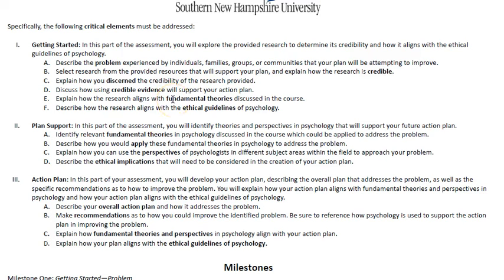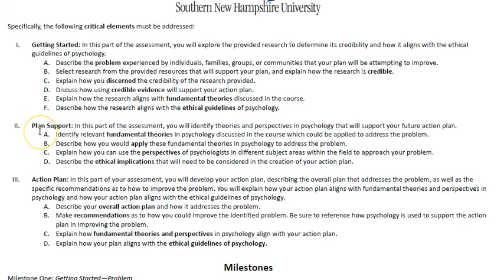Within this critical element, you're also going to be looking at the fundamental theories, and these theories will be explored throughout the term. You're going to begin looking at them here, and you're going to build on that. And finally, ethical guidelines. Ethics is a huge component of social science research. Within psychology, you want to ensure that you understand the role that ethics plays in research.